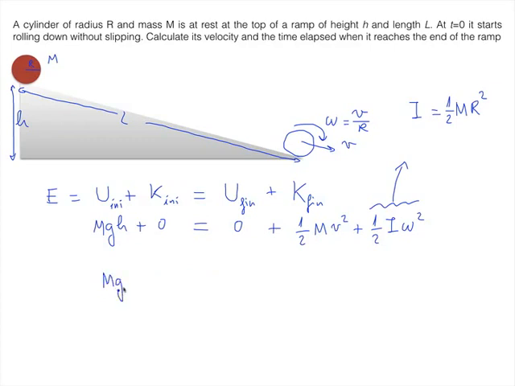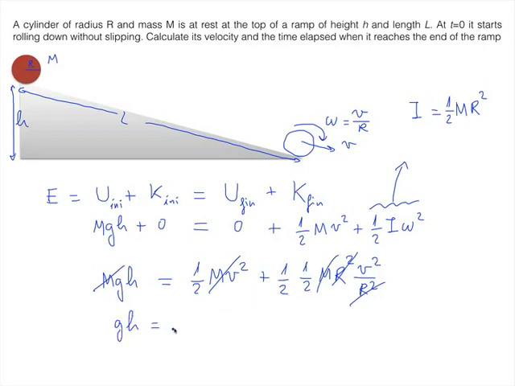We can write the second member of the equation, and I will write the first member also here, as 1/2 m times v squared plus 1/2 m times r squared times v squared over r squared. So r squared vanishes here. We also have the mass vanishing here. So finally we get g h equals 3/4 v squared.